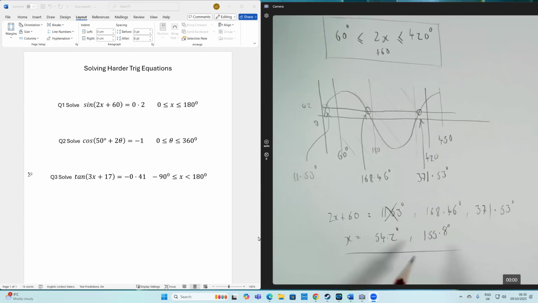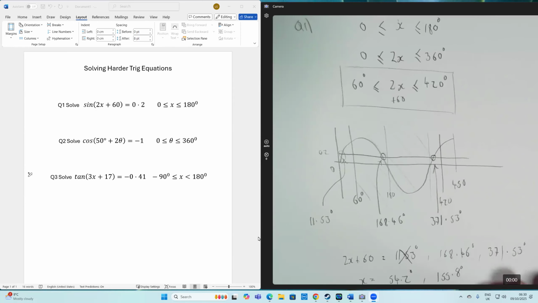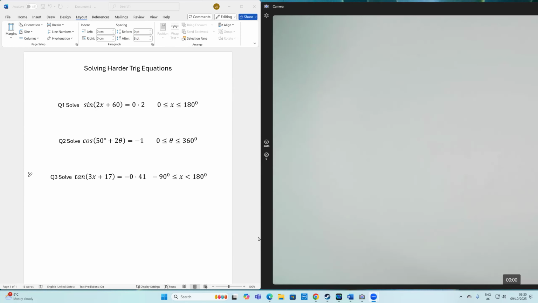So that one's out of range. We simply get this value. This is our 2x add 60. So we take 60 off and then divide by 2. Reverse it to make it say x equals. And the same here. 371, take away 60, divided by 2. Okay, that is question 1 done. Let's have a look at the next one.